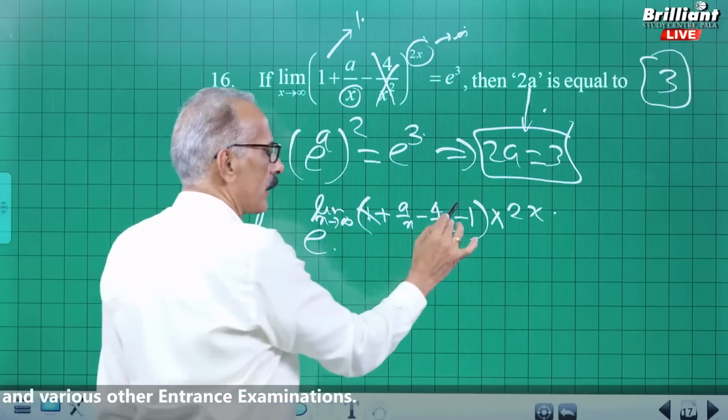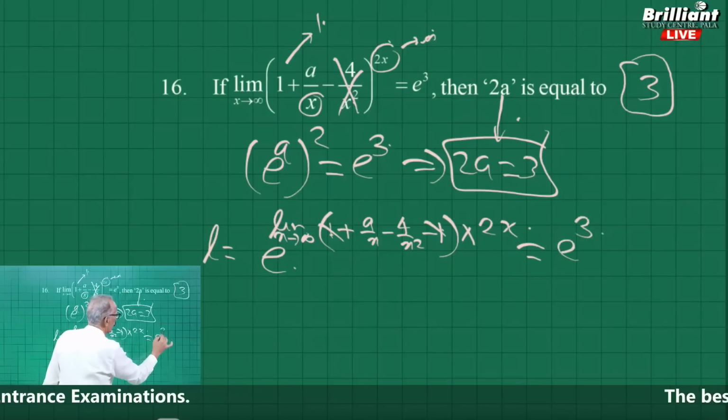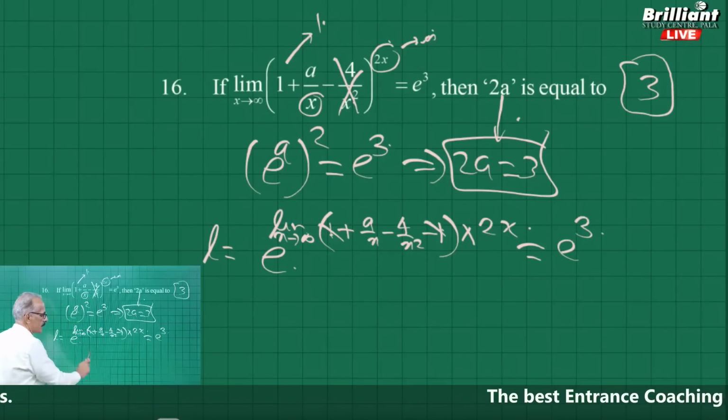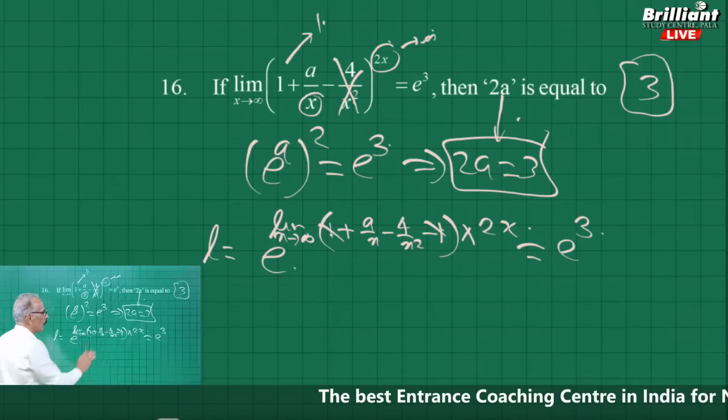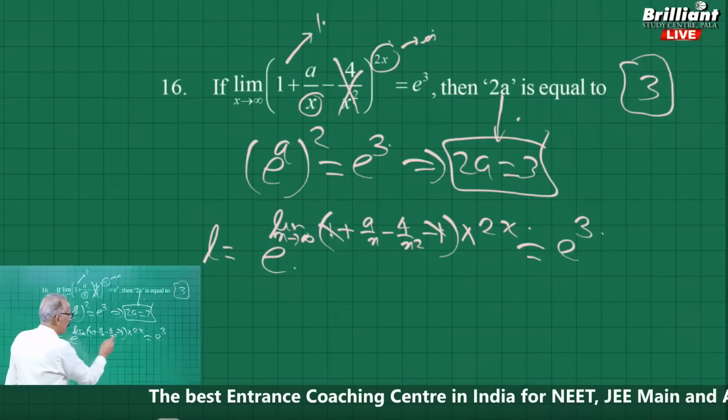This 1 and 1 cancel. This is given as e cube. Okay, e cube. 1 and 1 cancel. This is the formula which we have taught you. 1 and 1, and we multiply by 2 this one.